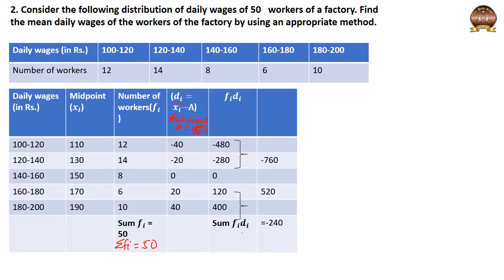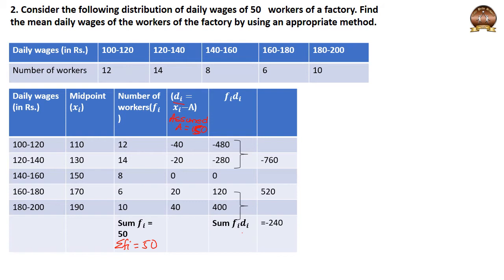So here we see the daily wages. First the midpoint is found out, and it is written correspondingly so that we don't make mistakes. So xi is upper limit plus lower limit divided by 2. 120 plus 100, that is 220, divided by 2, that is 110. Again here we get 260, and 260 divided by 2 is 130. From this we can find very easily 150 in between, then 170, 190. These are the corresponding frequencies which are already given: 12, 14, 8, 6, 10.